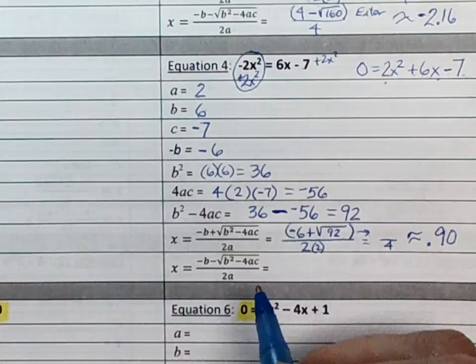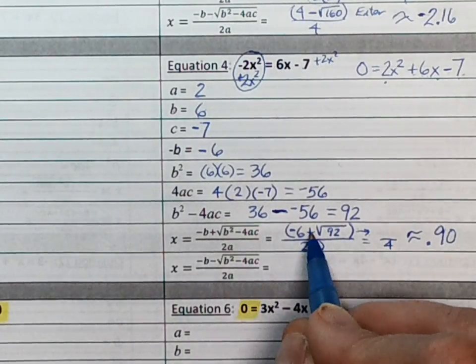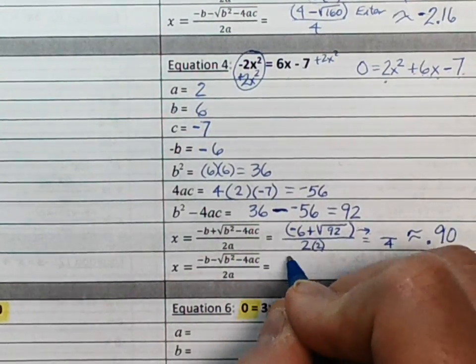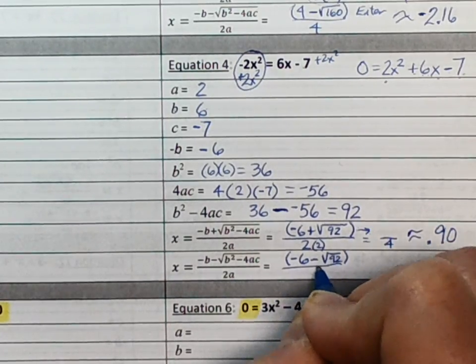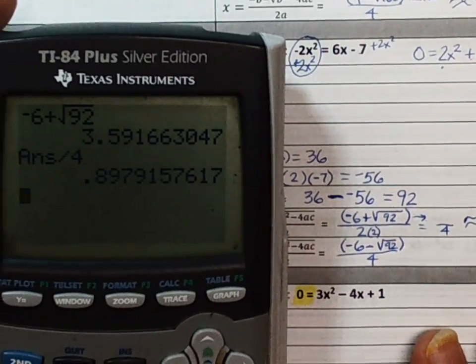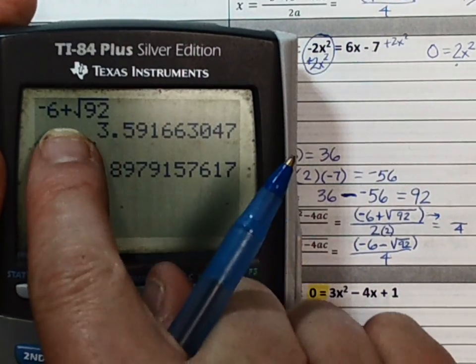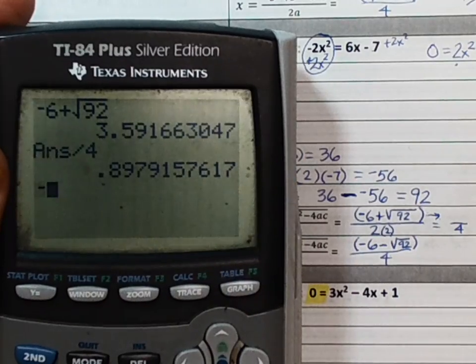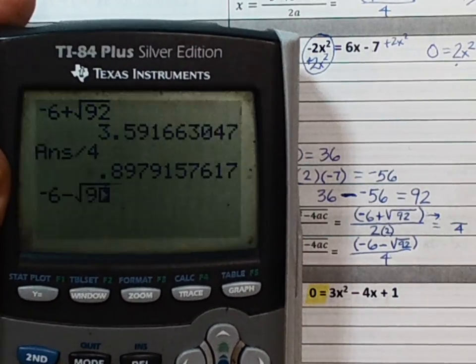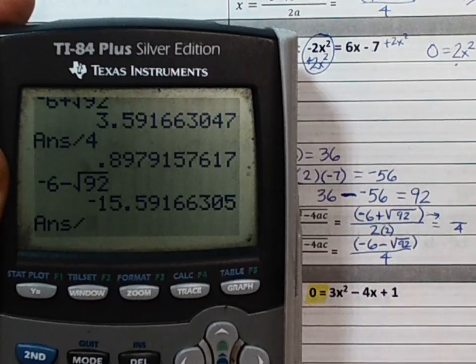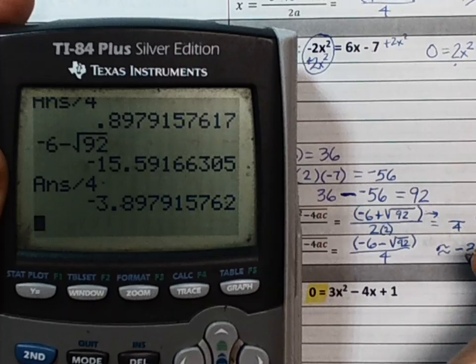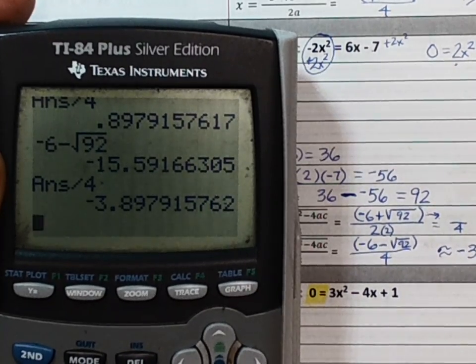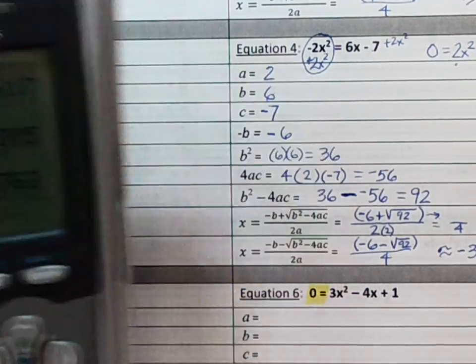And now, the next answer will be the same thing, except this will be a minus sign instead of a plus. So negative 6 minus the square root of 92 all over 4. Again, let the calculator crunch your numbers. The only difference is I'm going to change that to a minus sign. So negative 6 minus the square root of 92. Enter, divided by the same old 4 as last time. So this answer is going to be approximately negative 3.90. If you want to go out to more decimals, you can.